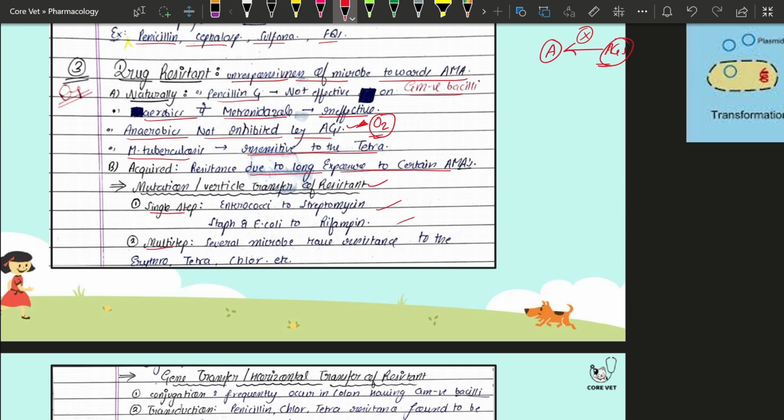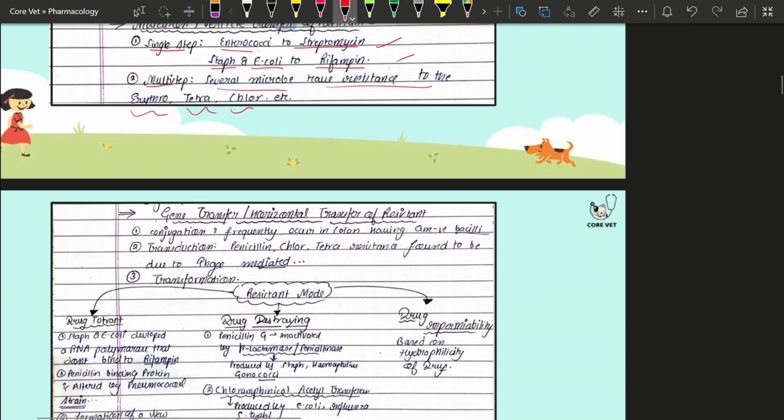Okay, so these are examples of single step and multiple step mutation. You can see here that enterococci are resistant to streptomycin due to a single step mutation, and staph and E. coli are resistant to rifampin due to a single step mutation, right? Similarly, for multiple step mutation, there is an example where several microbes have resistance towards erythromycin, tetracycline, and chloramphenicol.